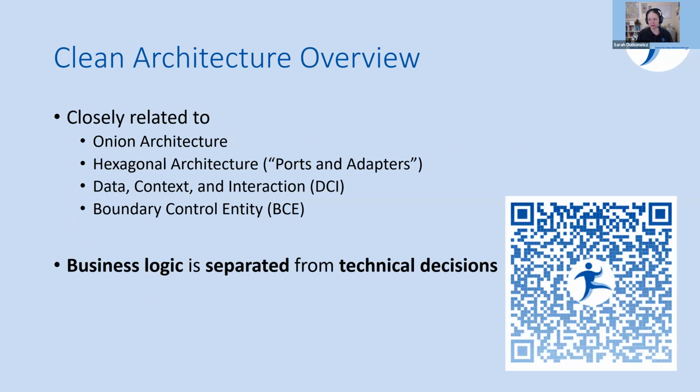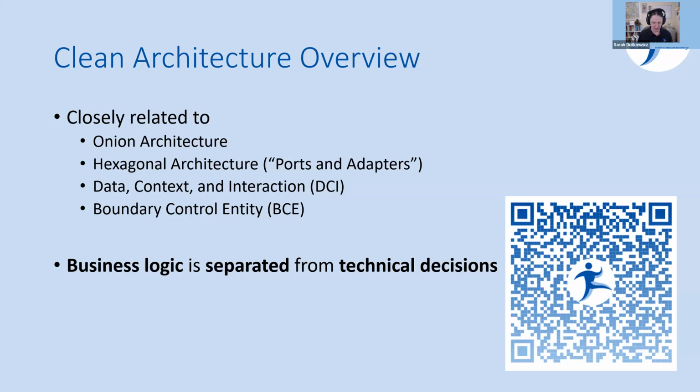All right, so clean architecture. What is it? You might hear terms like onion architecture or hexagonal architecture, which is also known as ports and adapters. You may hear of data context and interaction, or DCI. Boundary control entity is BCE. These are all different types of architectures that have been around over the years. And by the years, we're talking not just within the past 5 years, we're talking 20, 30, 40 years. These are things that have evolved over time.